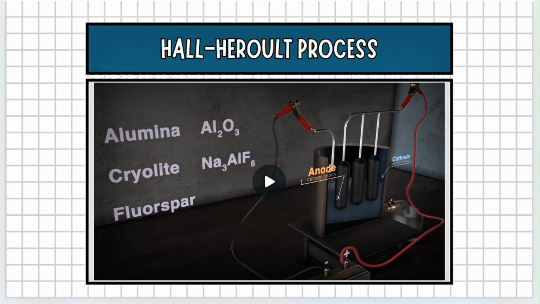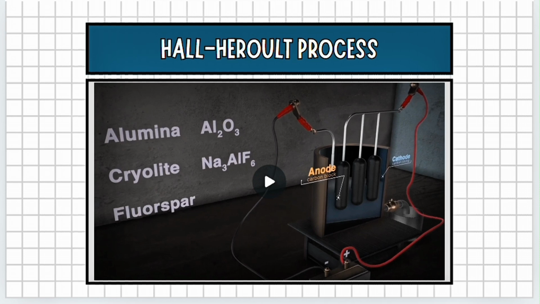Unlike charges attract each other, hence the positive aluminum ion will be attracted towards the carbon lining cathode, and the negatively charged oxide will be attracted towards the carbon anode. At the cathode, the aluminum ion will gain electrons and form aluminum metal.